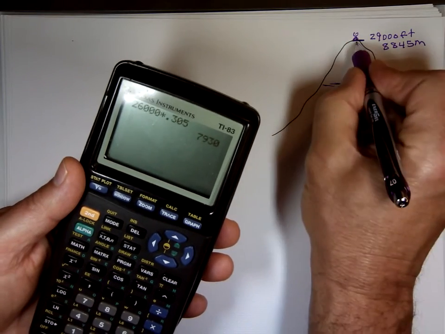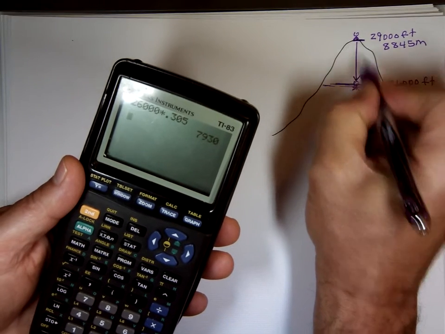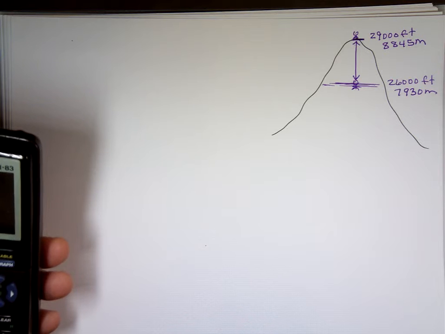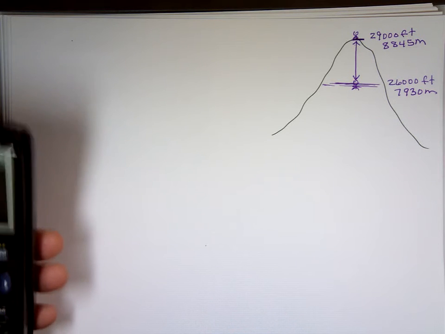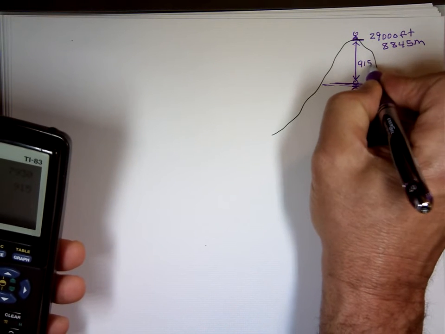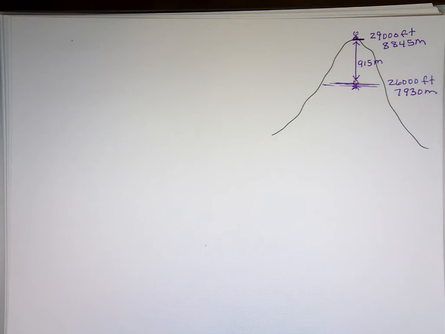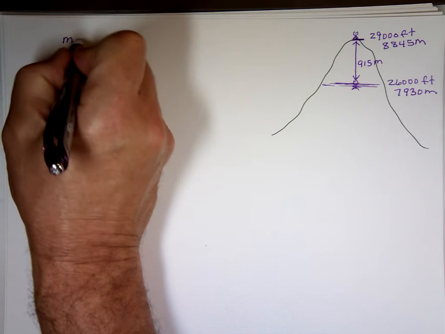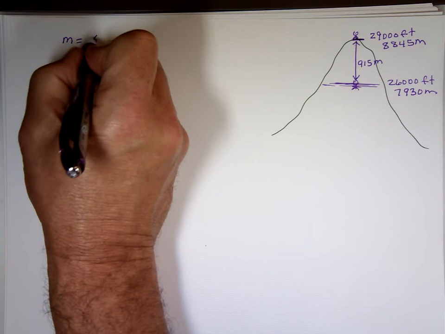So you have to climb how many more meters now? What's the gap left for the last leg? 8845 minus that number. You still have 915 meters to climb. Let's say this person has a mass of what? 82 kilograms.